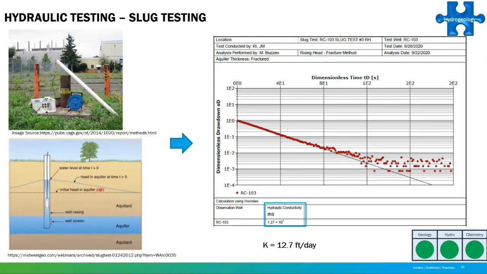So in this case here, we have a plot of the results, and you can see dimensionless drawdown on the y-axis and dimensionless time on the x-axis, and this is the recovery of that slug, that instantaneous pressure change in the aquifer. And you can see a nice recovery, very linear on this plot here, and a resulting hydraulic conductivity.